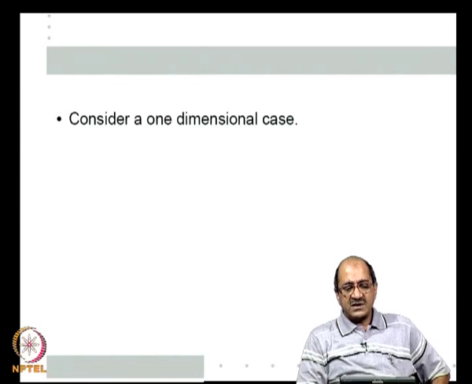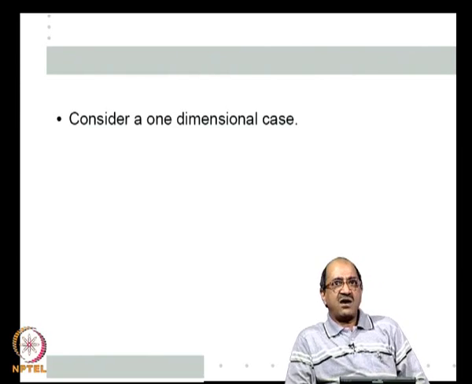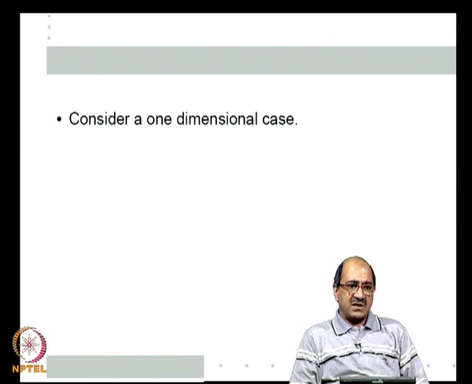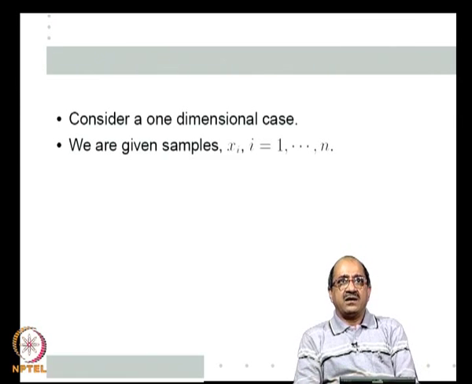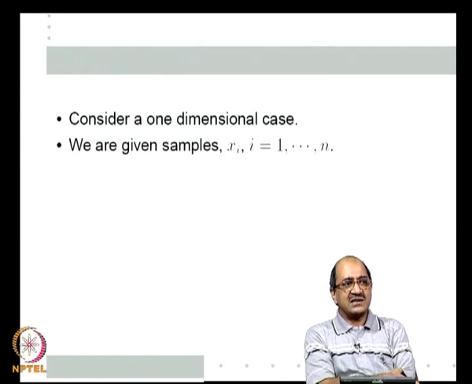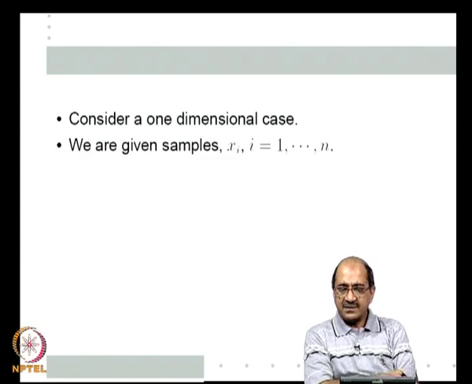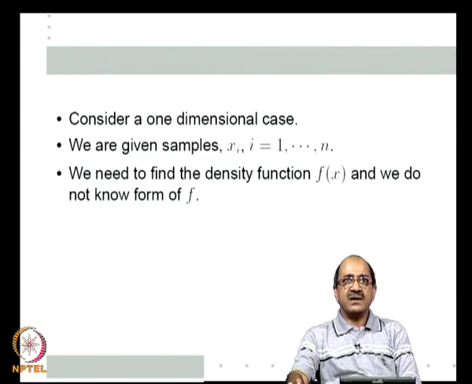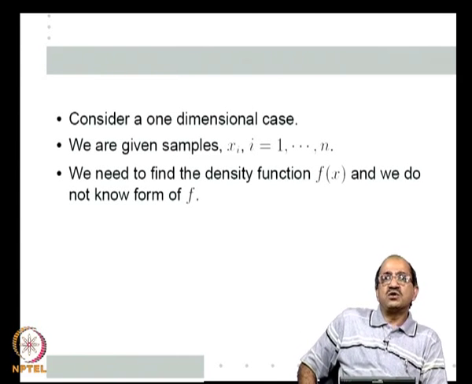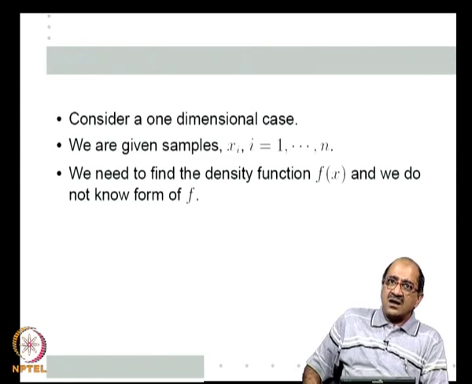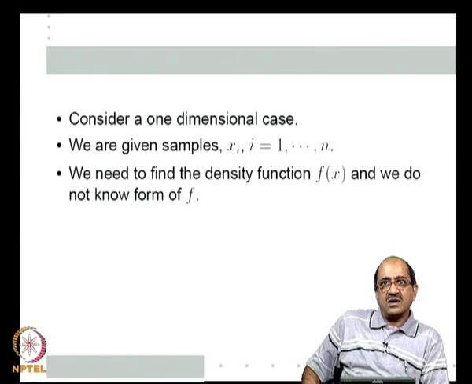To go there, let us first consider the one dimensional case. So, you have a single random variable. I have a sample x1, x2, ..., xn which are IID from some density f(x), and I want to estimate the density f(x). We do not know the form of f. How can I estimate or store such a density? I know nothing about the density.